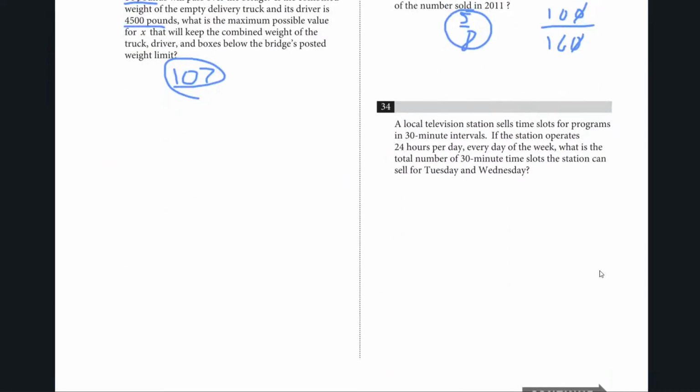The local television station sells time slots for programs in 30-minute intervals. If the station operates 24 hours per day, every day of the week, what is the total number of 30-minute time slots the station can sell for Tuesday and Wednesday? So we're looking for 2 days, and how many time slots can be in those 2 days. There's 24 hours per day, or 48 hours over 2 days. And if we can do 2 30-minute time slots per hour, this is just 96.